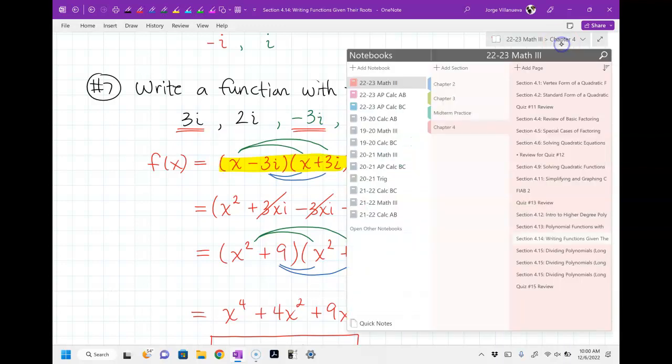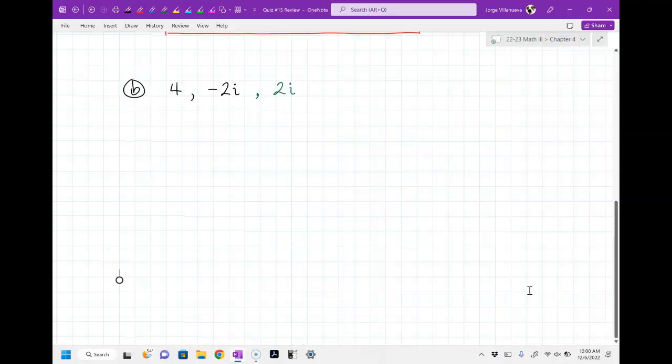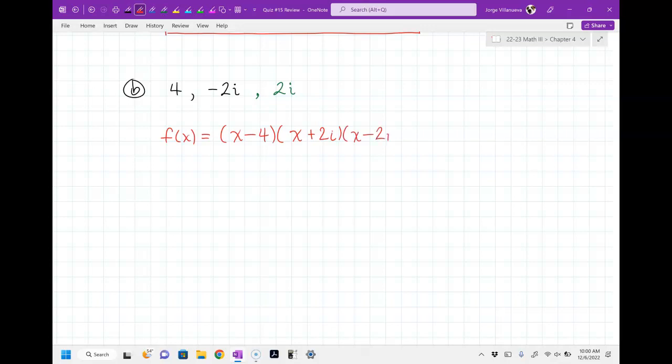Okay, so let me go back to the review here. So f of x is equal to, well, positive 4 was going to be written out as x minus 4. And then negative 2i, that's going to be x plus 2i. And a positive 2i will be x minus 2i. Okay, remember, I'm keeping the imaginary units together.